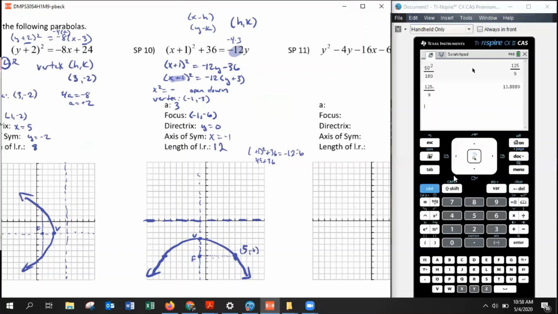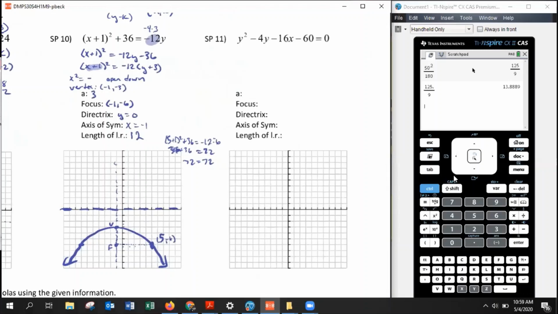So 5 plus 1 squared plus 36, that's now 36 plus 36. That should equal 12 times 6, which is 72. So 72 equals 72. So the whole point of that was checking to make sure that we're okay, or that we're correct. And it helps when you have the right coordinate.